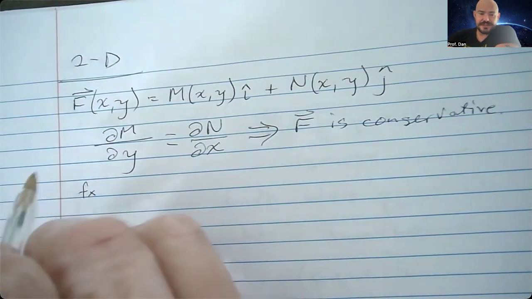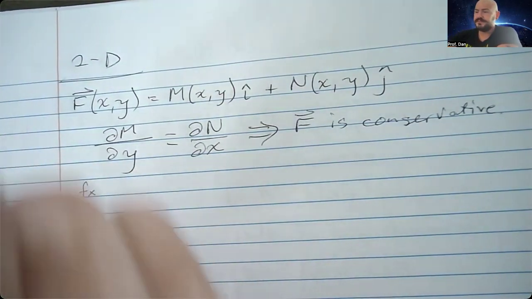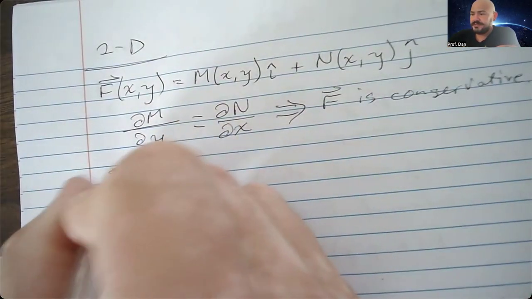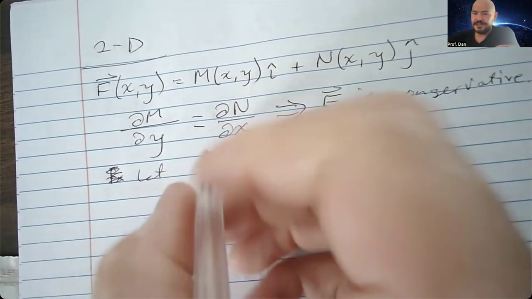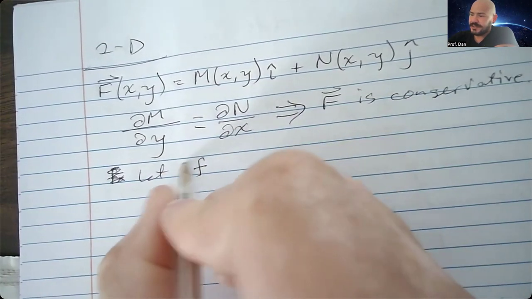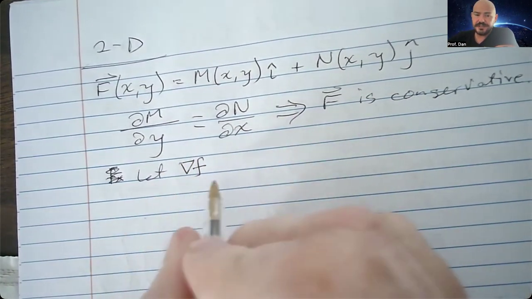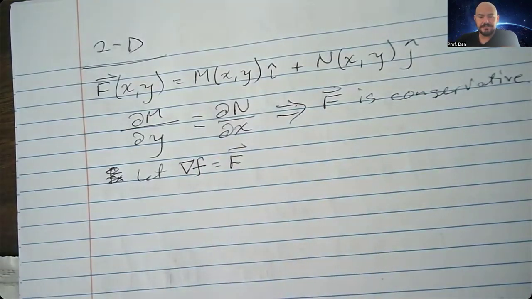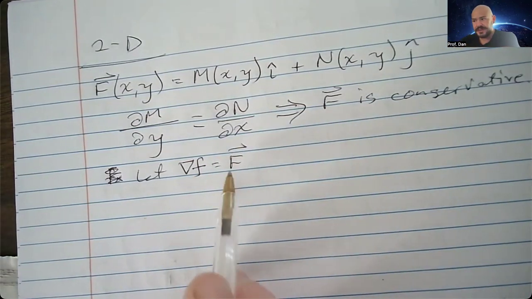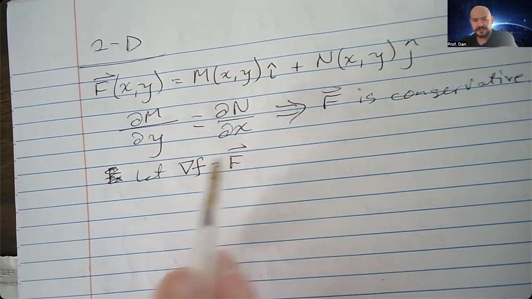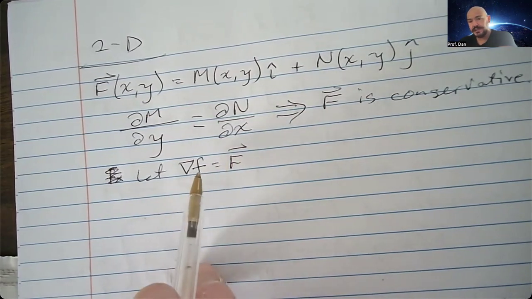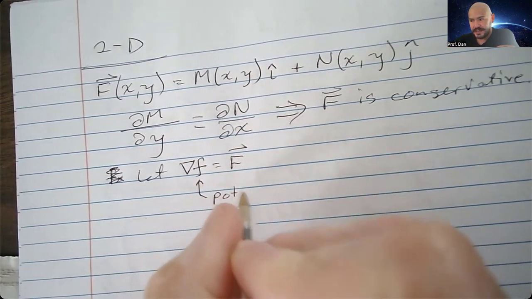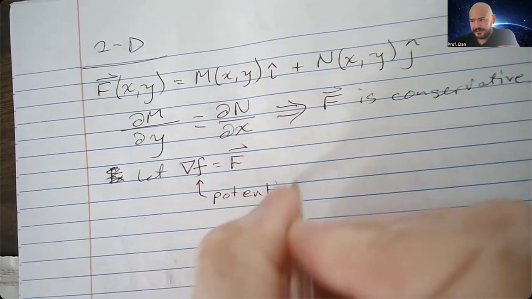So let's make a definition here. Let little f be such that del little f is equal to capital F vector. All right, basically we're saying that the vector field F is the gradient of little f. By the way, this does have a name. This is called a potential function.